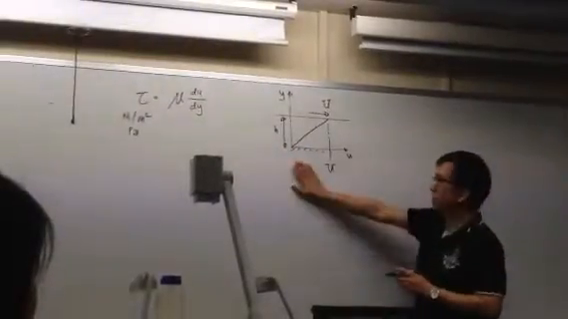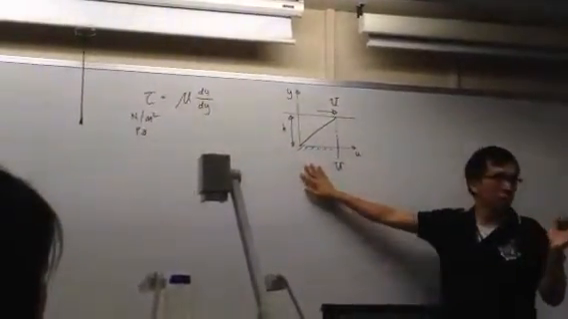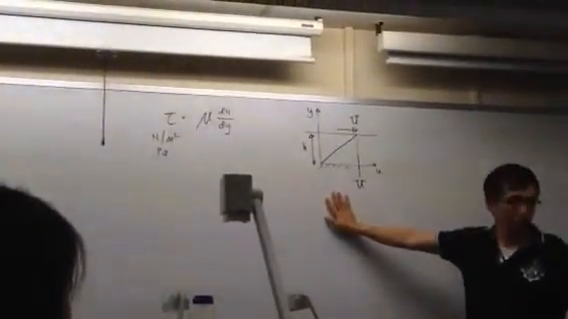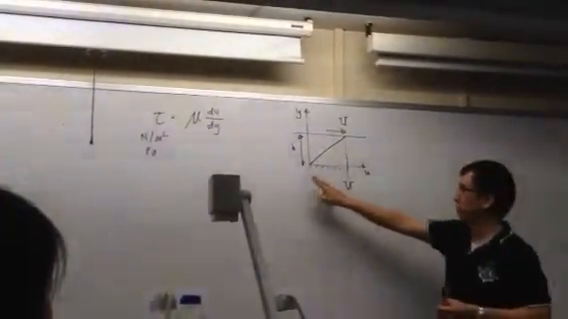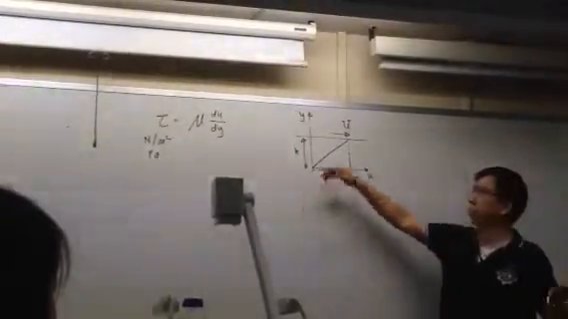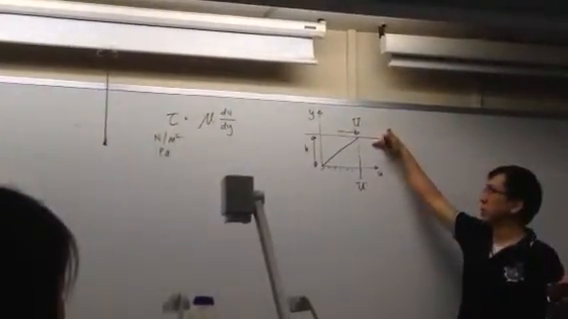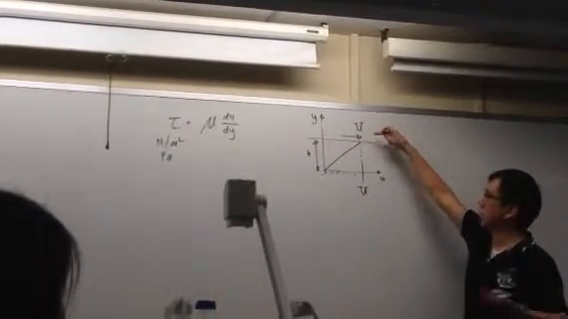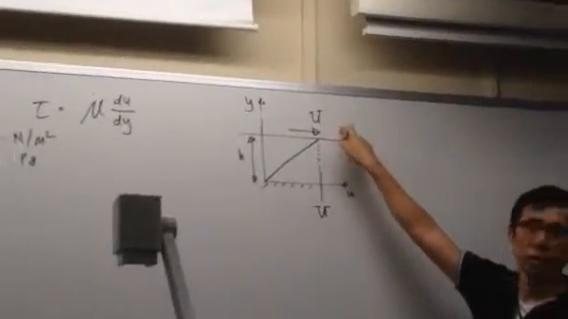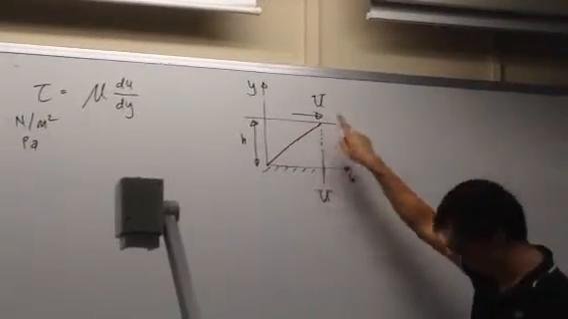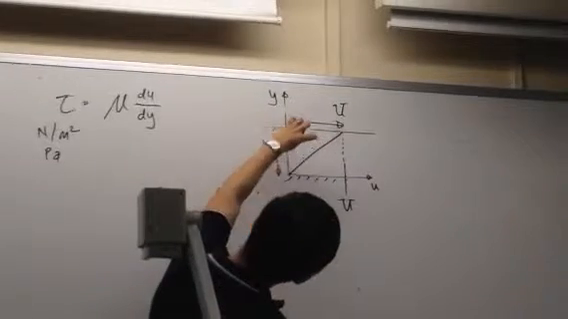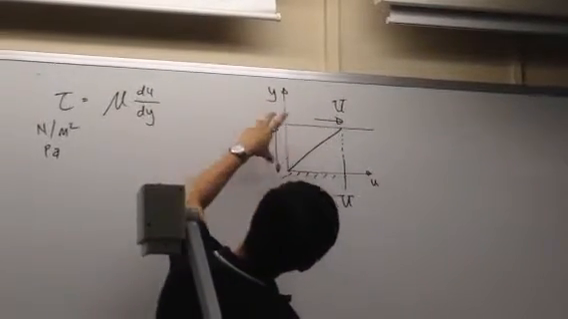It means that the base is stationary, so the water particle next to the base follows the base velocity, which is 0. So you start from 0. As you go higher and higher to the other side of the surface, the velocity will get higher and higher until it is the same as this moving surface. So this is a velocity profile which you can get a gradient from, by this change in u over this change in y.